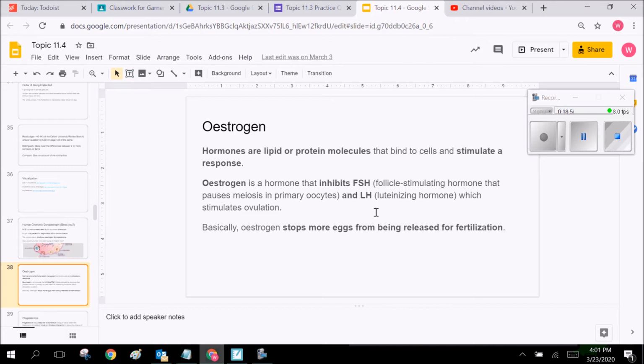Estrogen is just a hormone that is going to bind to stuff and stimulate a response. So estrogen is actually going to inhibit FSH, which is the follicle-stimulating hormone that paused meiosis, if you remember, and it's going to inhibit LH, which stimulates ovulation. So essentially it's going to stop other eggs from being developed in that cycle, so you're not going to continue through that whole ovulation period again, and it's going to make sure that you're not going through a period while you're pregnant, because you don't want to eject the developing child.